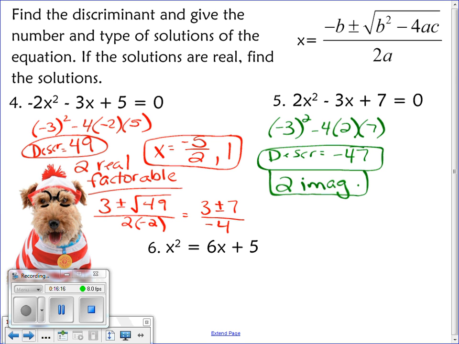And then I only asked you to find the real ones because I haven't taught you how to find imaginary yet. All right, last problem, number 6. What do we have to do first? Standard form, good. So x squared minus 6x minus 5 equals 0. B squared minus 4ac. So negative 6 squared minus 4 times a times c, 56.